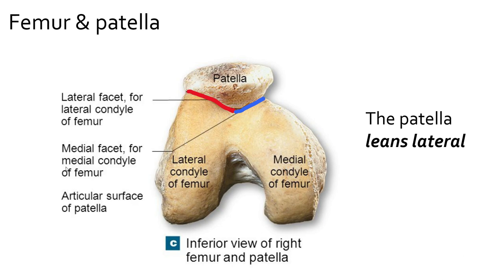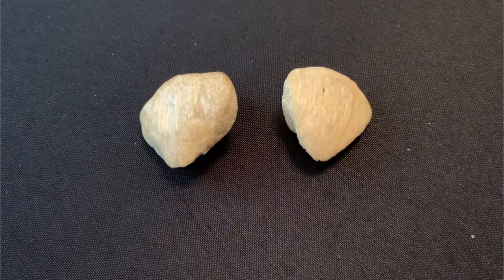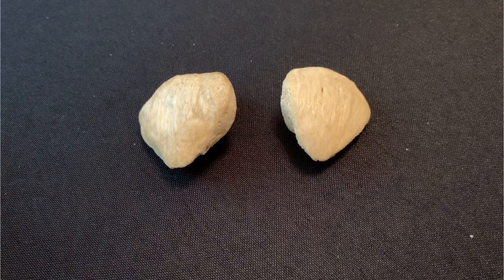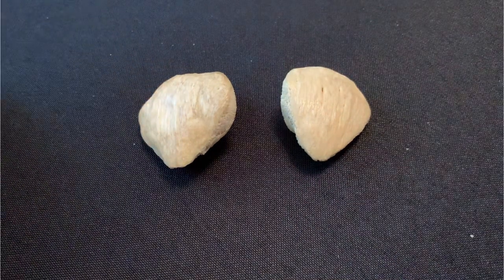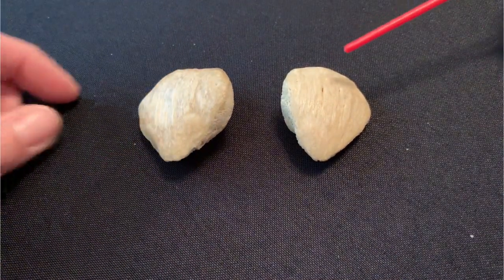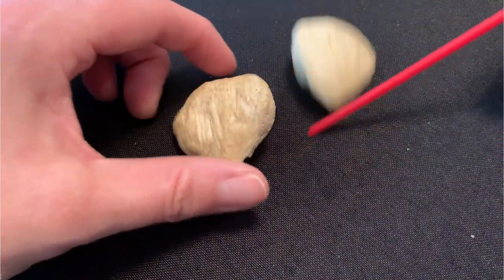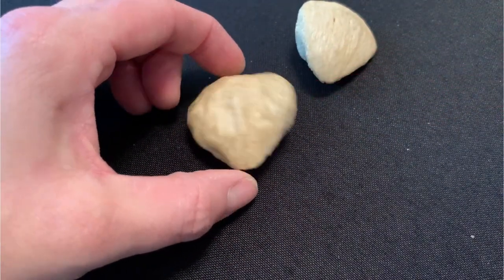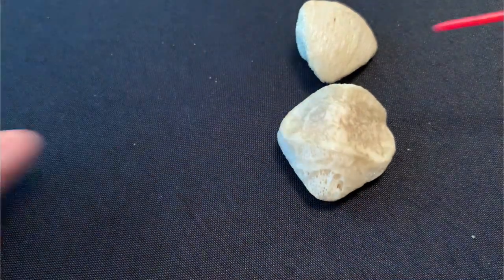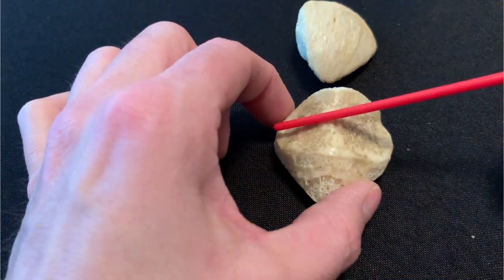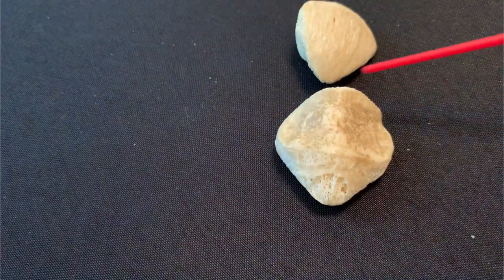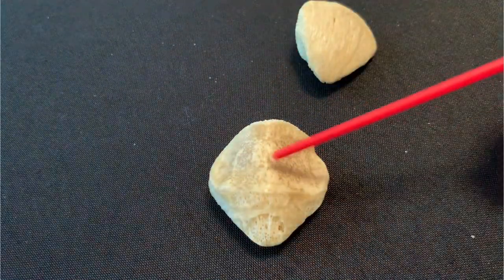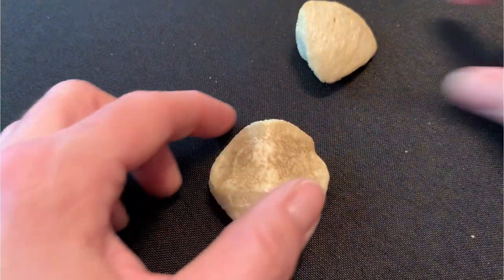So what exactly do I mean by that? Here are two patellas, one of them is a left patella and one of them is a right patella. There aren't very many features that you need to be familiar with in terms of the patella itself. This is going to be the anterior surface, the rough side. That's where we're going to have some tendons attaching. And then on the posterior side, you're going to see that there's a nice smooth area, where the articulation with the femur is going to occur.